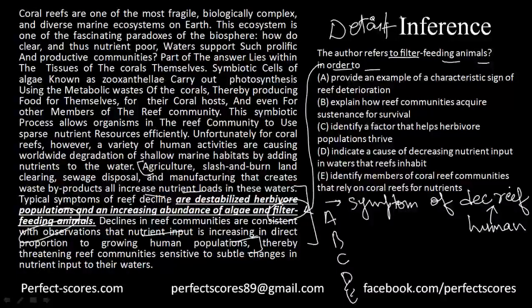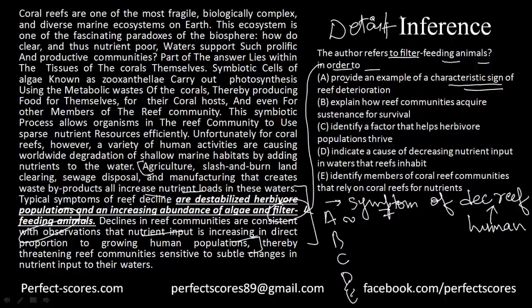So let's go ahead and go to the options. A says, provide an example of a characteristic sign of reef deterioration. Now A is doing that. A is giving us a symptom. So let's keep A and see how the words are being used. There's a shift in language that you will be able to observe. The passage uses the word symptom. The option uses the words characteristic sign. It actually means one and the same thing, but it's just given to deviate you away from the possible correct answer.